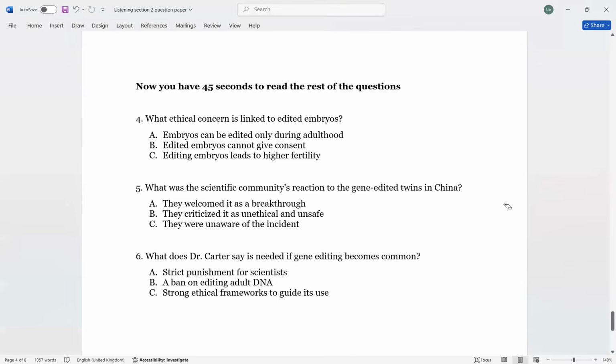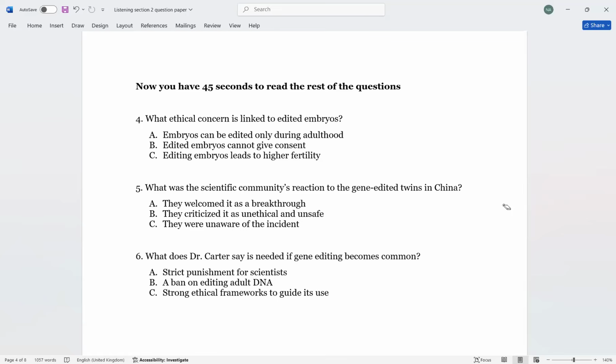And once these changes are made in embryos, they're passed down, so the ethical stakes aren't just personal, they're generational. Right. That's why some scientists argue for a global moratorium on germline editing. That is, editing the DNA of embryos until we fully understand the risks and develop international regulations. But some countries are already moving ahead. China made headlines a few years ago when a scientist claimed to have edited the genes of twin babies to make them resistant to HIV.